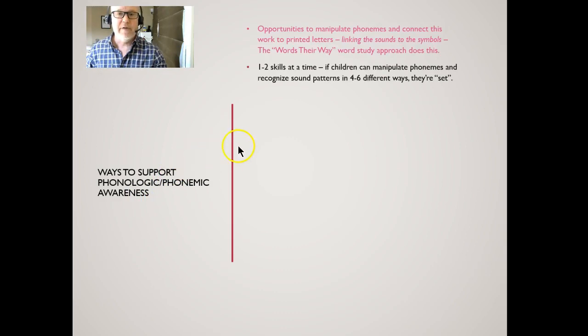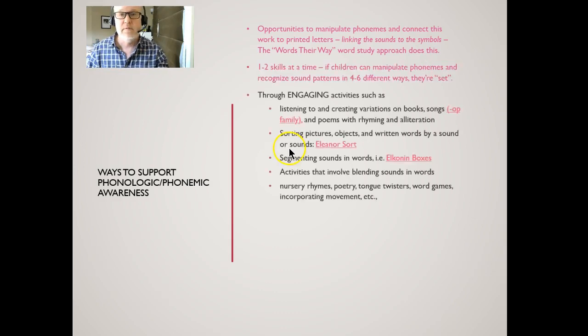You want to make sure that children have opportunities to engage in one or two of these skills at a time. If you do four or five different ways, phoneme segmenting, blending, individual phonemes, syllables, that's all that children really need, because they'll be able to apply those skills later when they start attaching those skills to letters and letter combinations.